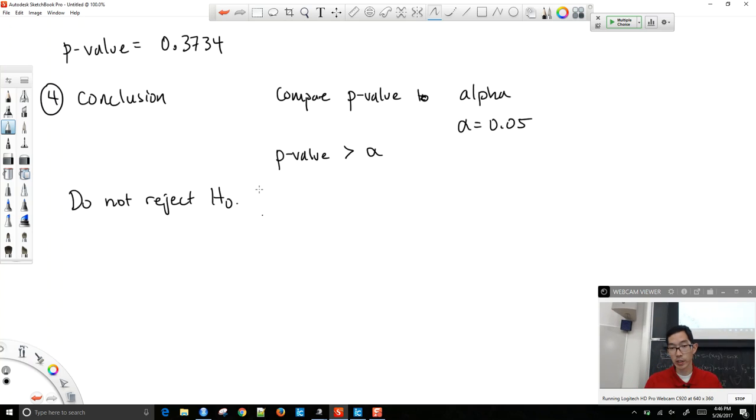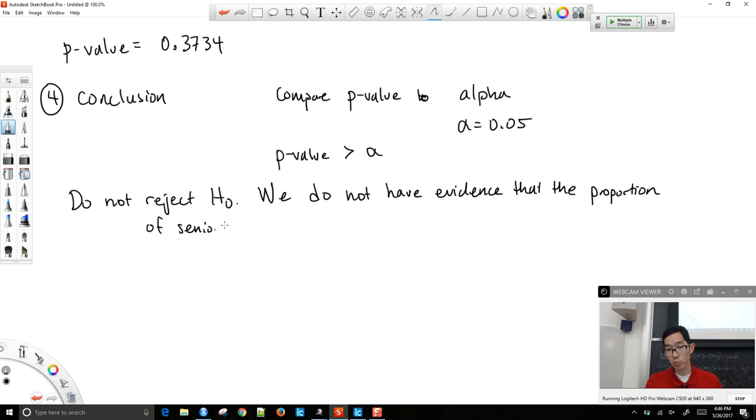So we would say we do not have evidence that the proportion of seniors is different for the two counties.